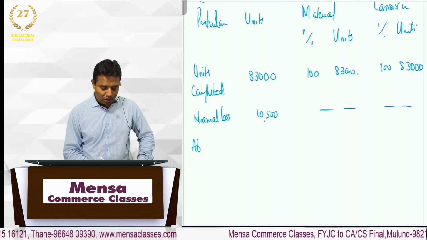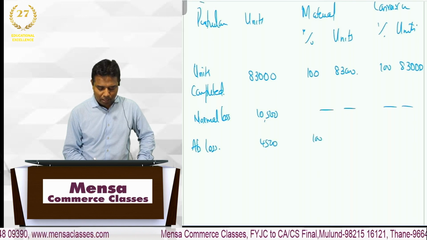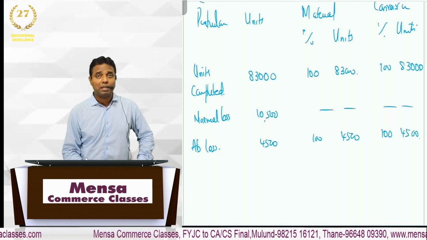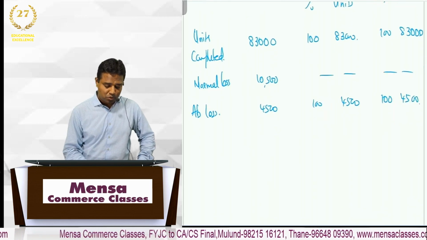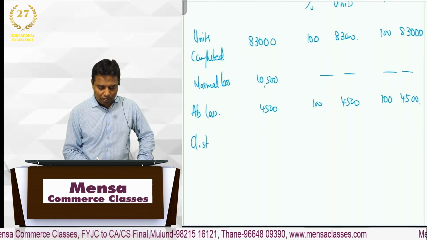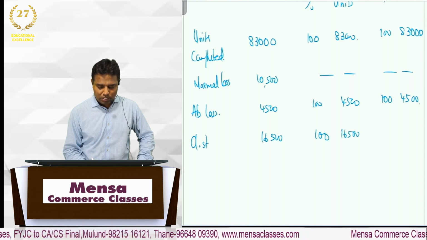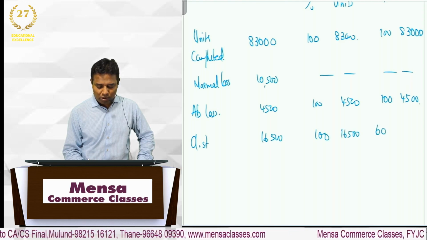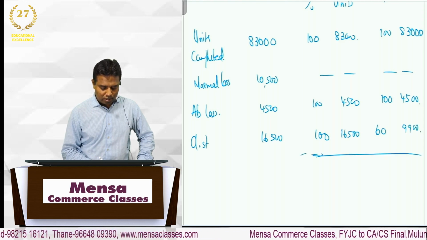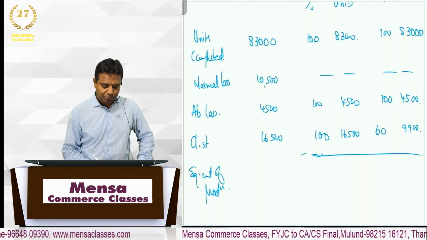Then abnormal loss, yes, this will be counted, 4,500, 100%. This loss will be borne by the management, so we would like to value this. So it is included in the equivalent units of production. Closing stock, yes, it will be included, 16,500. 100% of material has gone in, 16,500. Here 60% has gone in. So that will be 9,900. So you'll get the equivalent units of production.